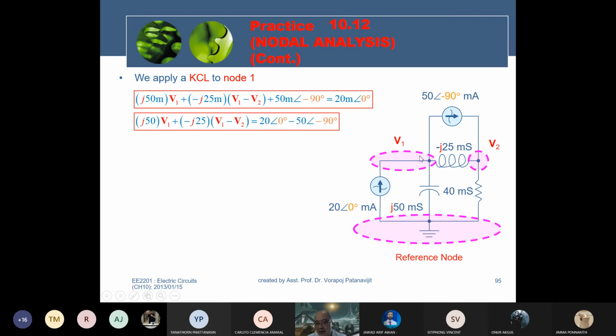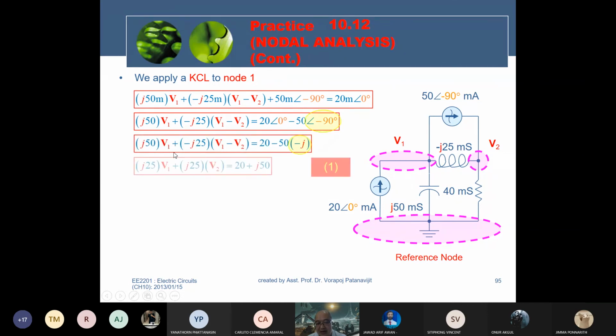From here, V1 minus 0. In fact it must be divided by Z, but in this case it is already given as admittance, therefore V1 multiplied by Y: V1 multiplied by 50J, 50J V1. Here minus 25J milli, V1 minus V2. Reorganize the equation and group the terms into the constant coefficient of V1, the coefficient of V2, and the constant.